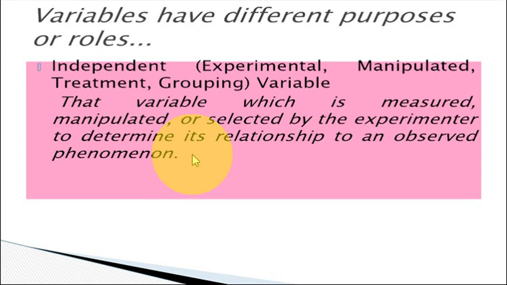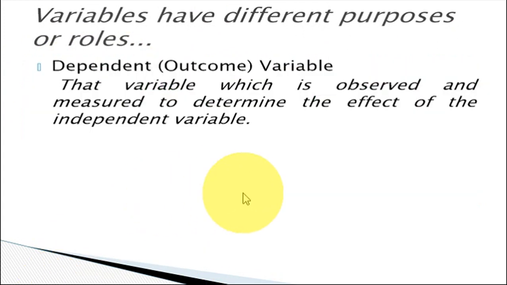An observed phenomenon in experimental research is the dependent variable. So that variable which is selected by the experimenter to conduct the experiment, which is manipulated, which is used as a treatment, which is also used to group, is called the independent variable. And the other variable, to see the impact of the treatment variable, is called the dependent variable. It is also called the outcome variable.